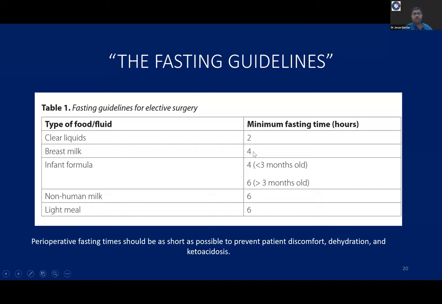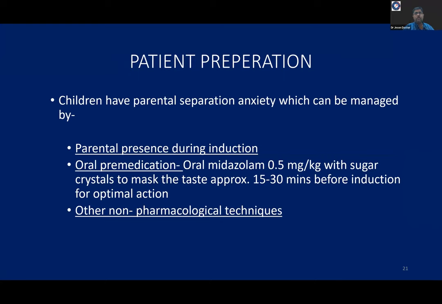For breast milk, the duration of fasting is 4 hours. And for non-human milk, the duration of fasting is 6 hours. A light meal is again 6 hours. But any fatty food or a full Indian meal will warrant a fasting time of 8 hours. So when we have these fasting guidelines explained to the parents and we try and adhere to them, we have children who are happier, not dehydrated, and less cranky.